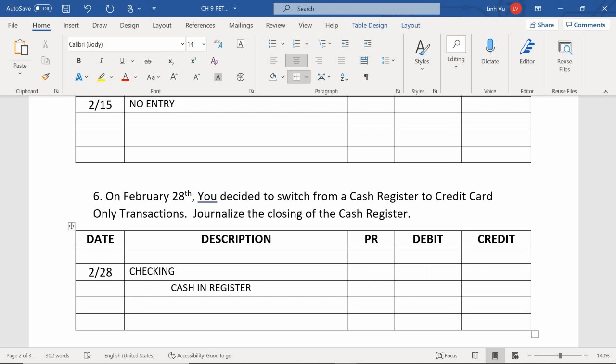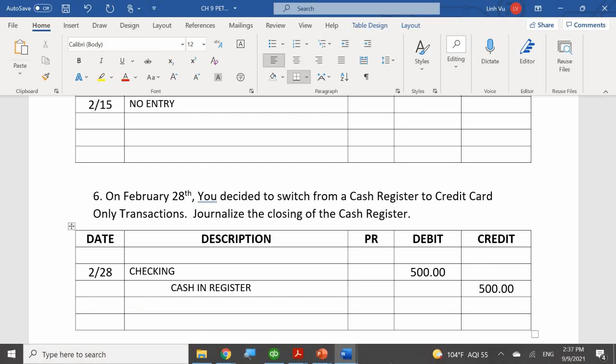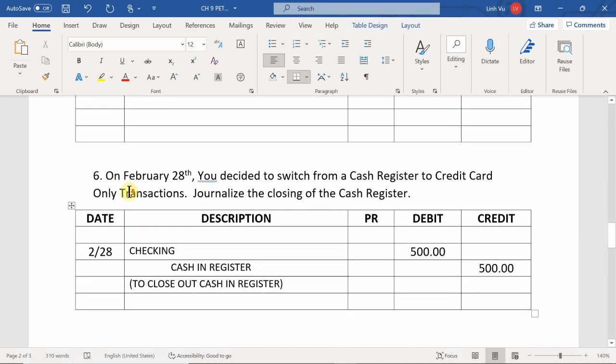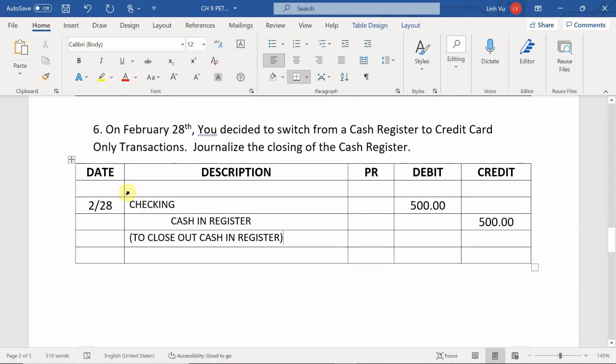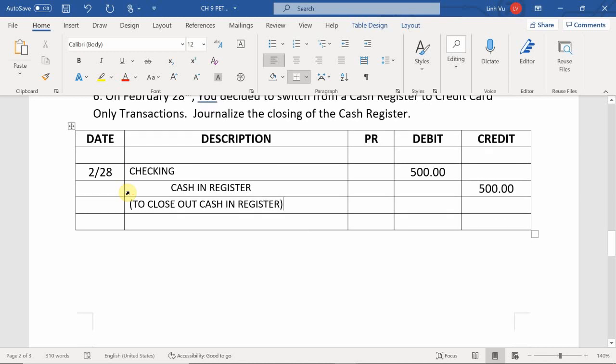So in this case, I established it at 500. So this is what I'm gonna do. I'm gonna take that $500 from the cash and I'm gonna dump it into my checking account. Good. To close out cash in register. Okay. Is everyone okay with this?